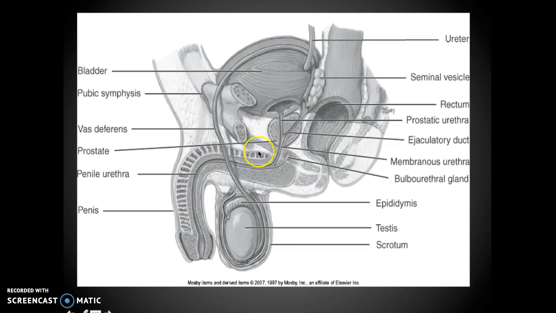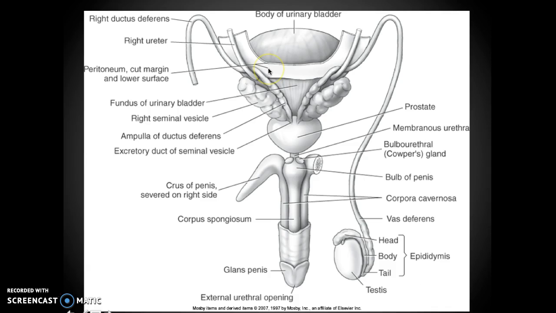So there's three sections you have to know. So there's the prostatic, the membranous, and the penile urethra. The prostate, vas deferens, so it actually comes from down below, comes up, wraps around, and joins in with the ejaculatory duct, which goes down into the membranous urethra. And you have your pubis symphysis and of course your bladder.